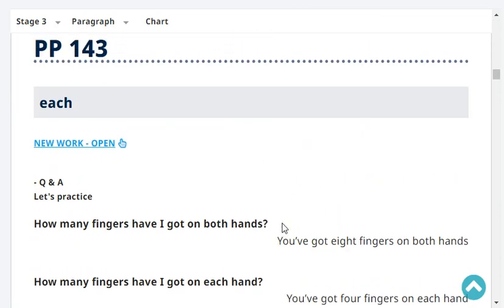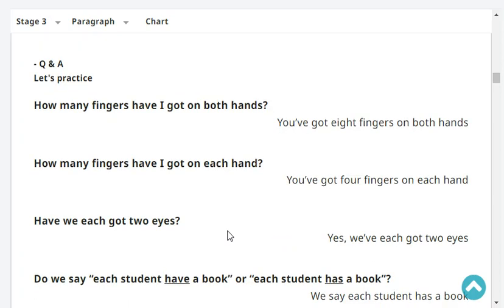First question. How many fingers have I got on both hands? You've got 8 fingers on both hands. How many fingers have I got on each hand? You've got 4 fingers on each hand.